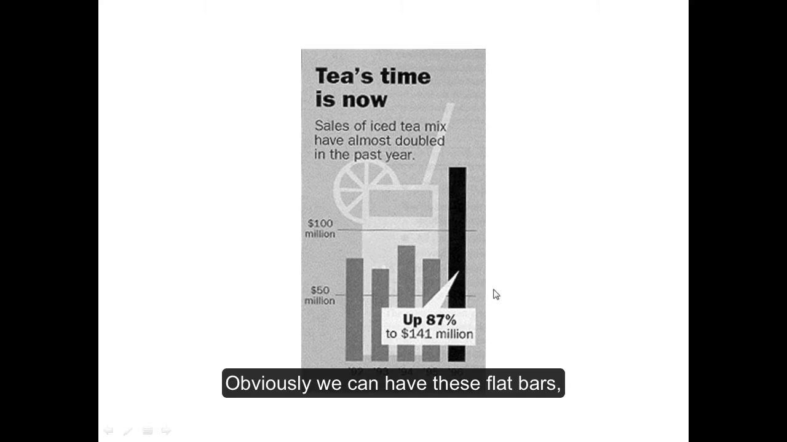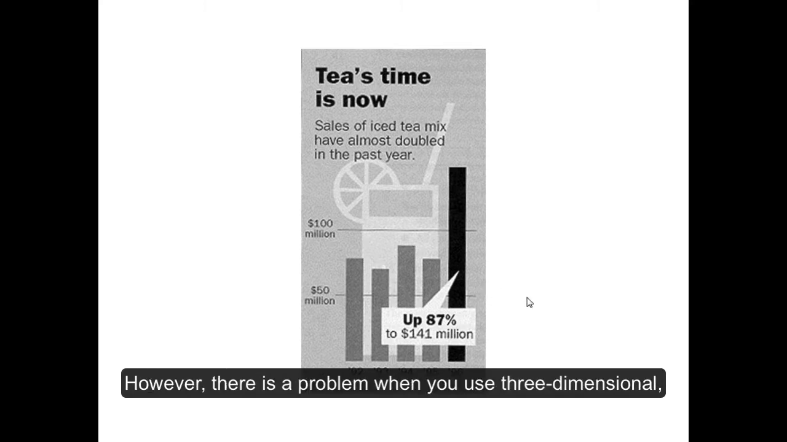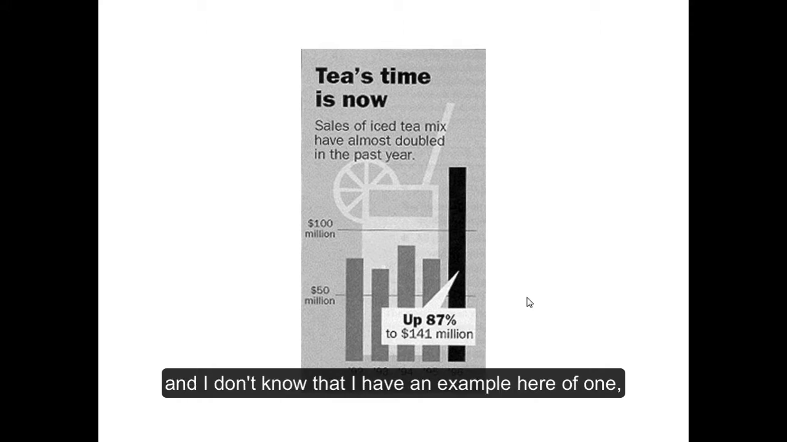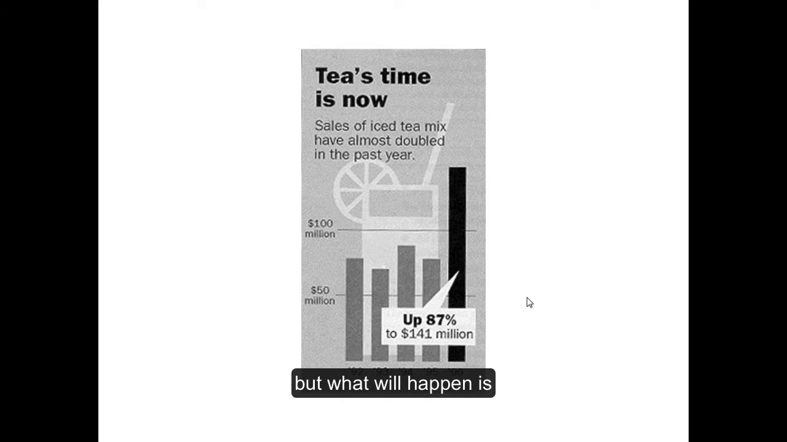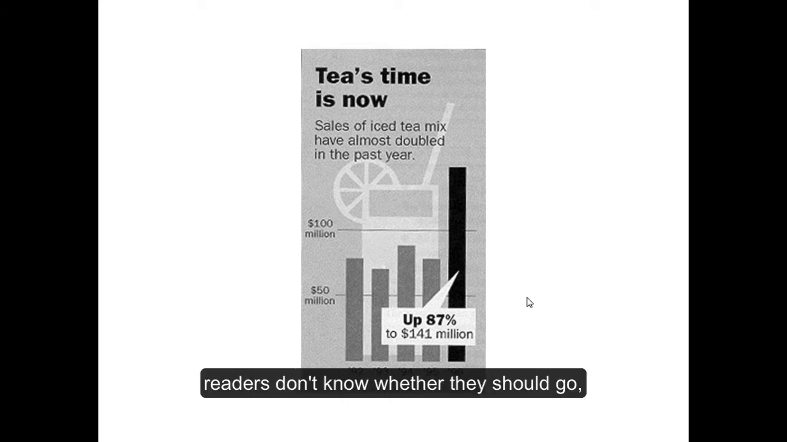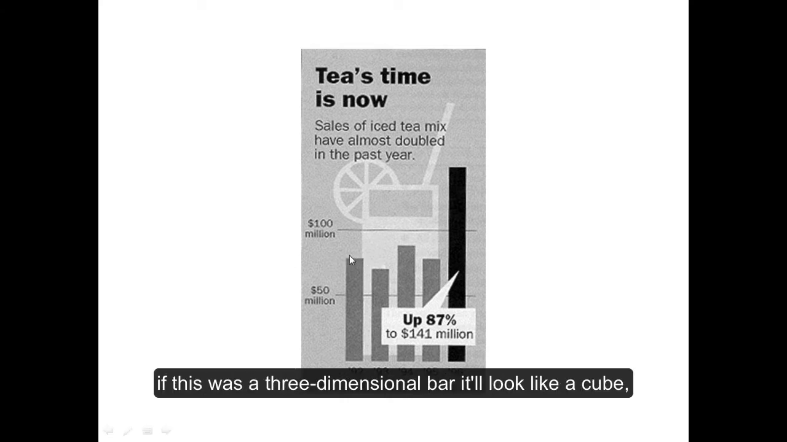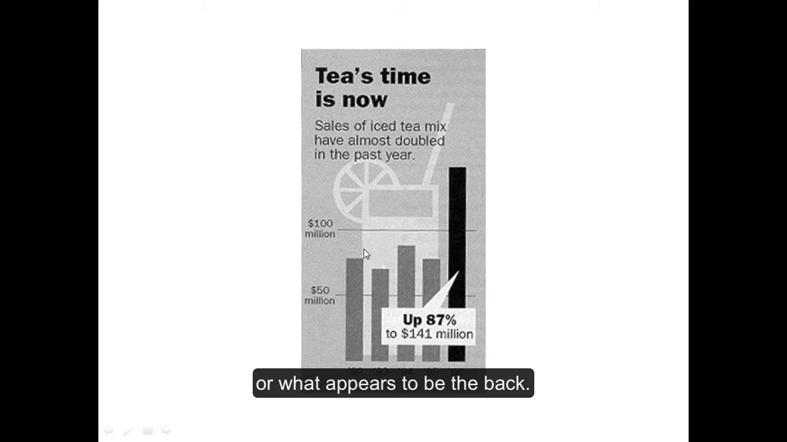Obviously we can have these flat bars, but you also can create 3-dimensional bars. However, there is a problem when you use 3-dimensional. What will happen is readers don't know whether they should go, if this was a three-dimensional bar and it looked like a cube, we don't know whether we should go to the top or what appears to be the back. So it's misleading for the viewer.